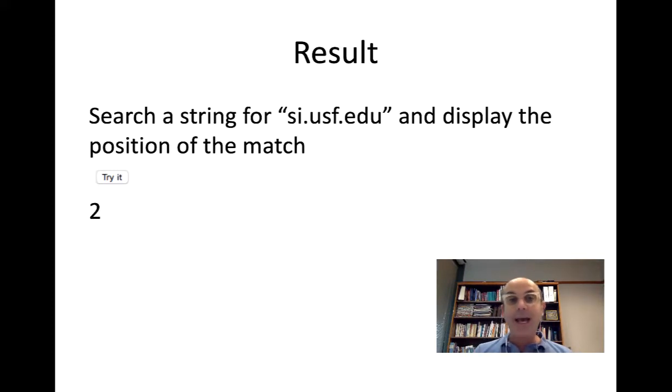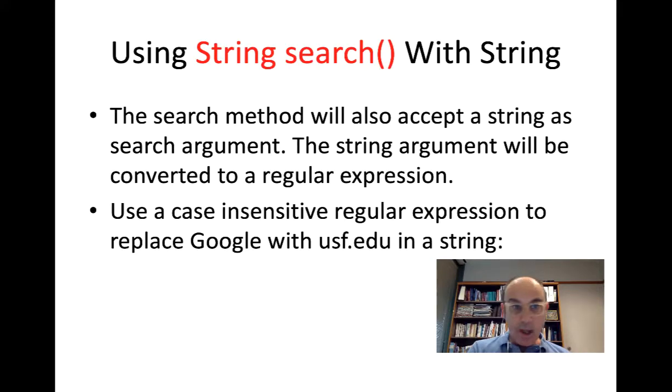So in this case, the result string from ci.usf.edu will display the position of the match. In this case it will be 2. Using the string search with a string.